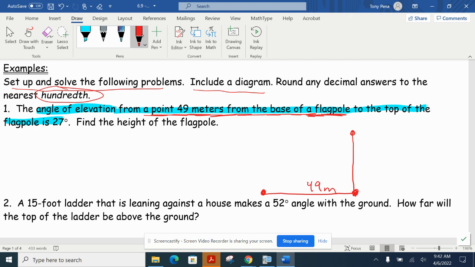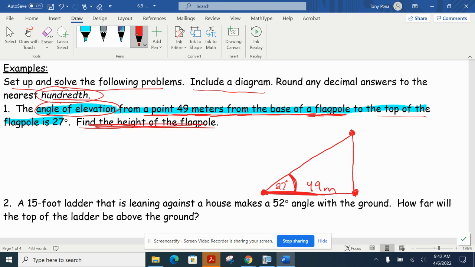And then you are told the new word or new definition, angle of elevation from this point to the top of the flagpole. So here's the horizontal. Here is what we're looking up towards. So the angle of elevation is talking about this angle right here. And you were told that that person is looking up at a 27-degree angle to the top of the flagpole. And then now the question is find the height of the flagpole.